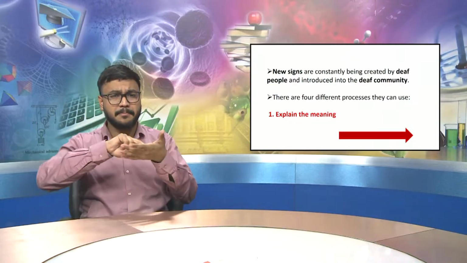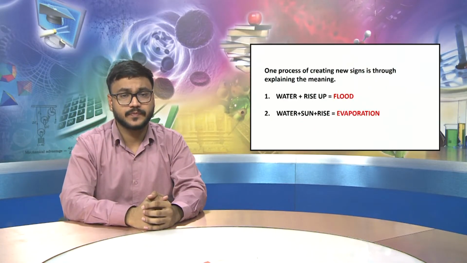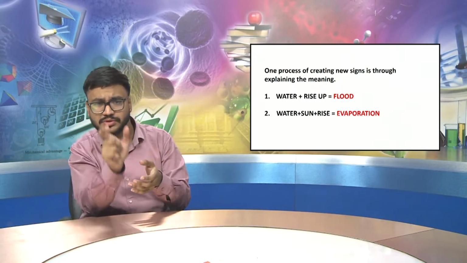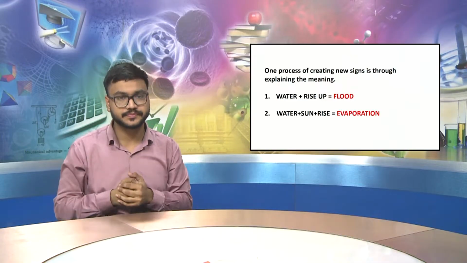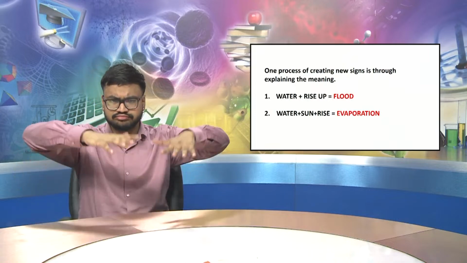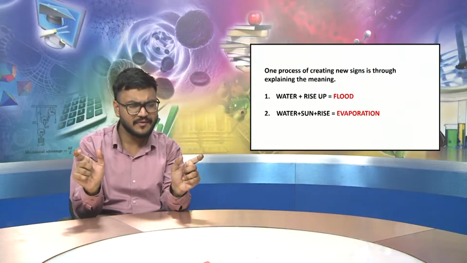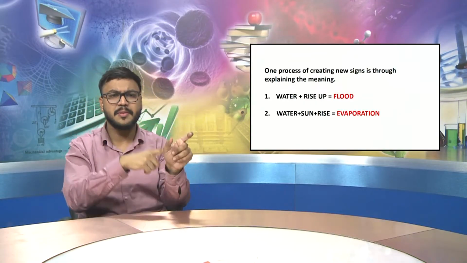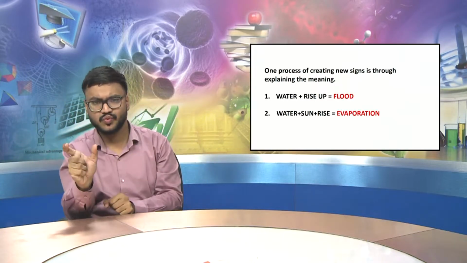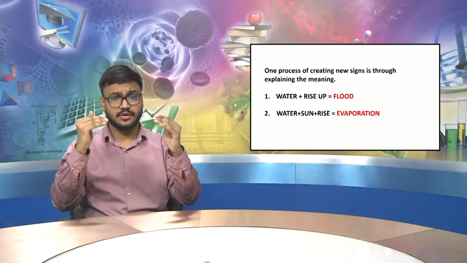First is explain the meaning. In this, one process of creating new signs is through explaining the meaning. Like the example of flood. It has 2 specific words, which are first water and second rise up. When we include both words in sign, it becomes flood.